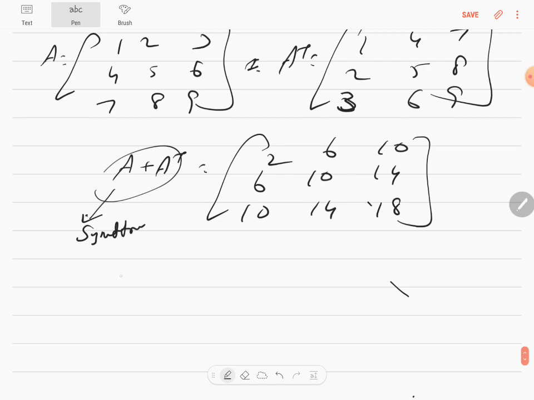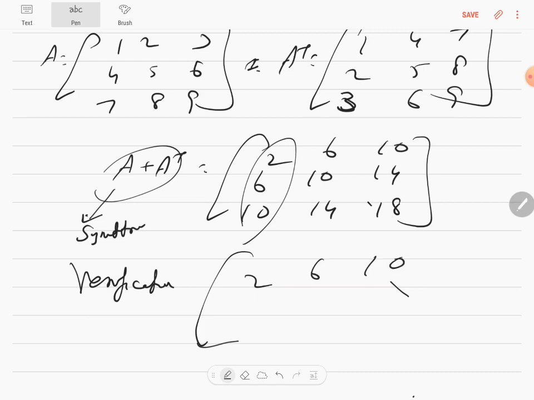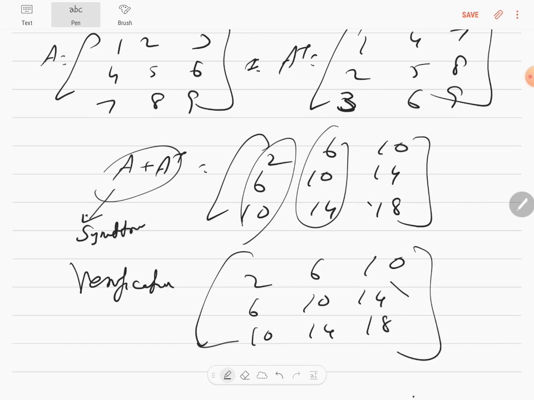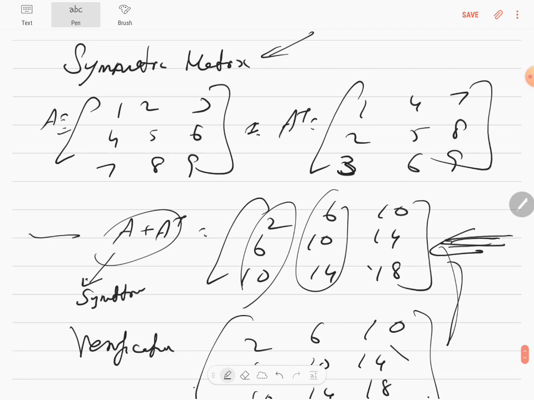Let's do a verification. Write the columns as rows. 2, 6, 10. 6, 10, 14. And 10, 14 and 18. Do you find any difference? So this one we formed is an example of a symmetric matrix. And how to get a symmetric matrix? Take any random matrix, transpose it and do A plus A transpose, you will get a symmetric matrix.